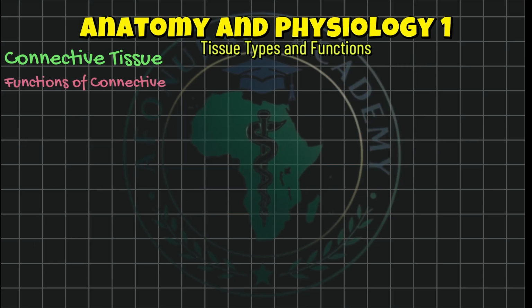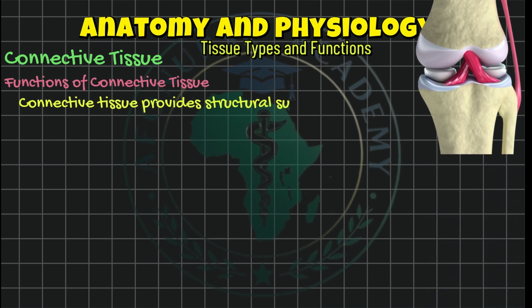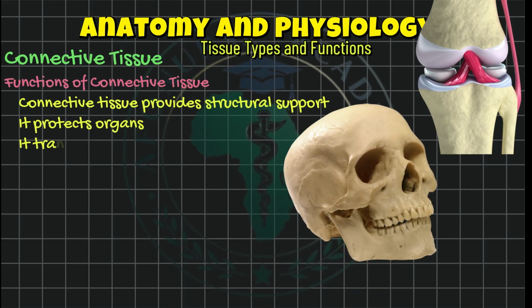Functions of connective tissue. Let me summarize. Connective tissue provides structural support. It literally holds your body together. It protects organs. Think of the skull protecting the brain. It transports materials, like blood carrying oxygen.